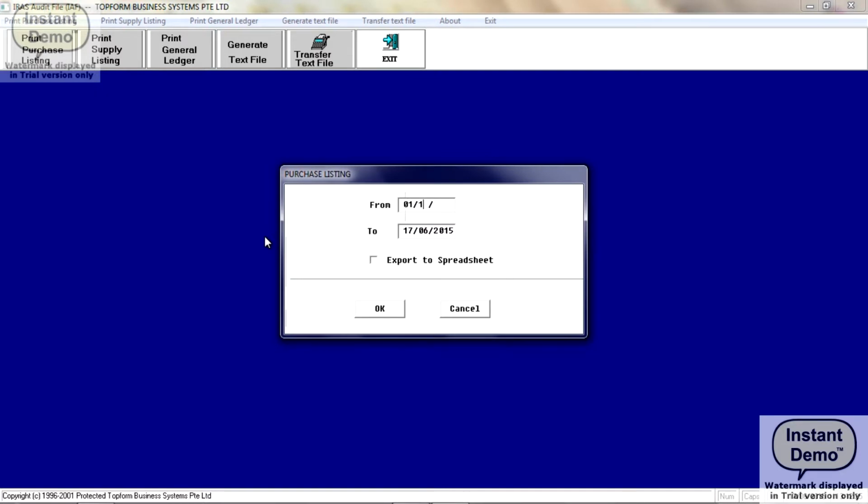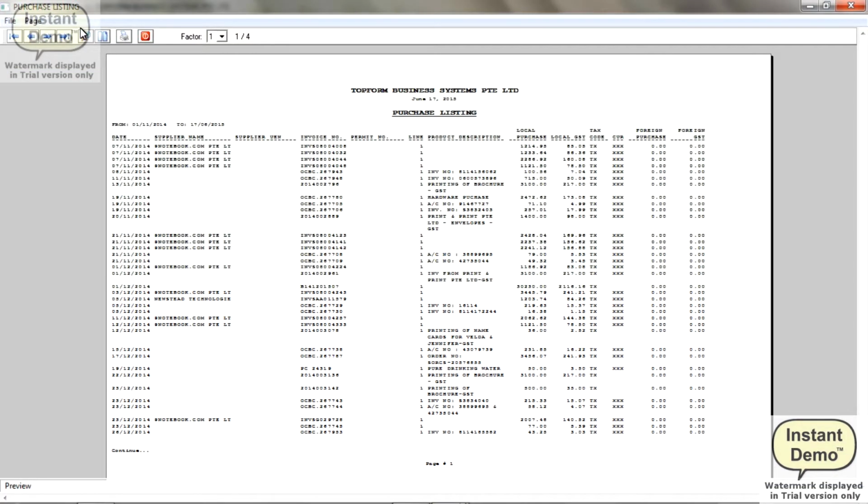Simply put in the date. Usually you put in the beginning date of your financial year. It may not necessarily be the 1st of January, so just put in what applies to you. Now, here we have our purchase listing generated automatically without human intervention.